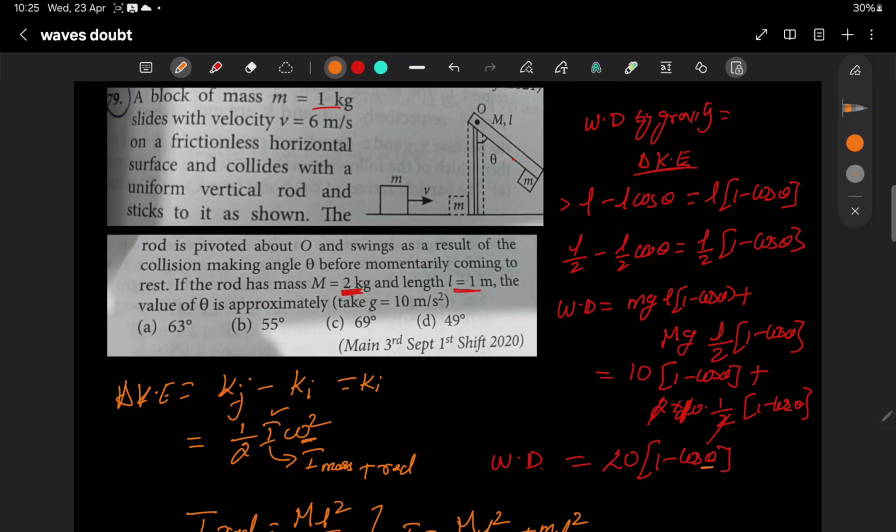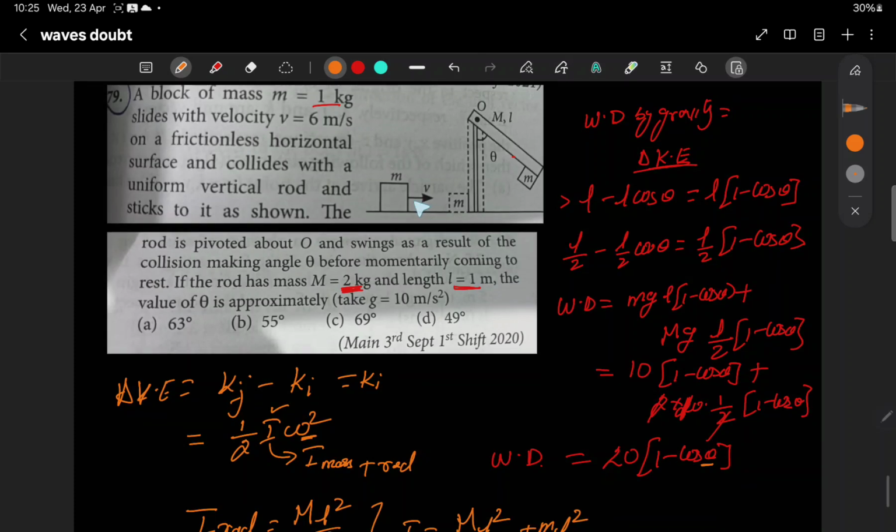So here, if you see, your momentum is always conserved, correct? Angular momentum is also always conserved. Here no external force is acting. So angular momentum is also conserved, and torque is 0 because external torque is 0. So if you do like that, what will we get?